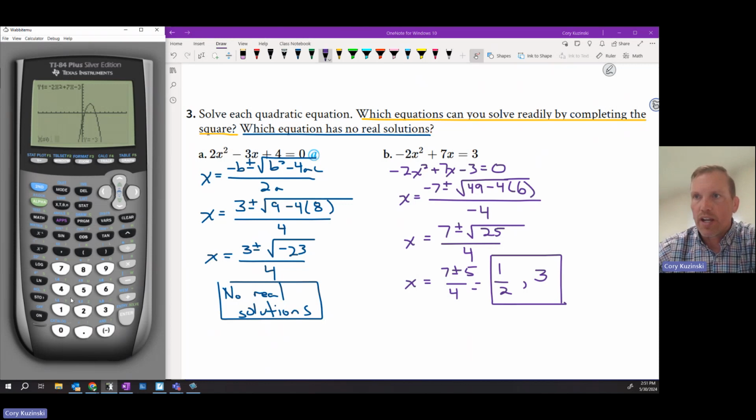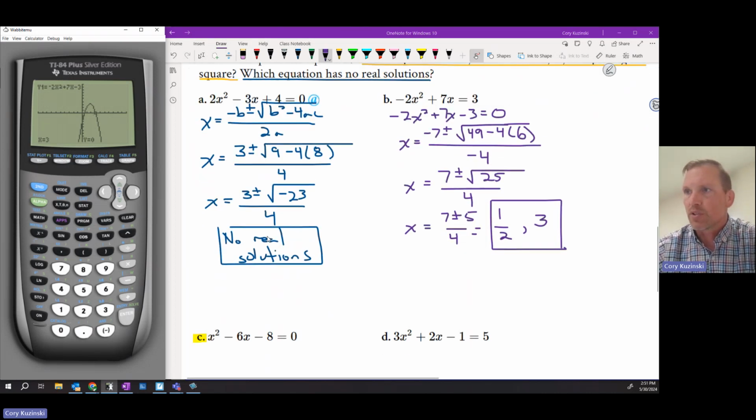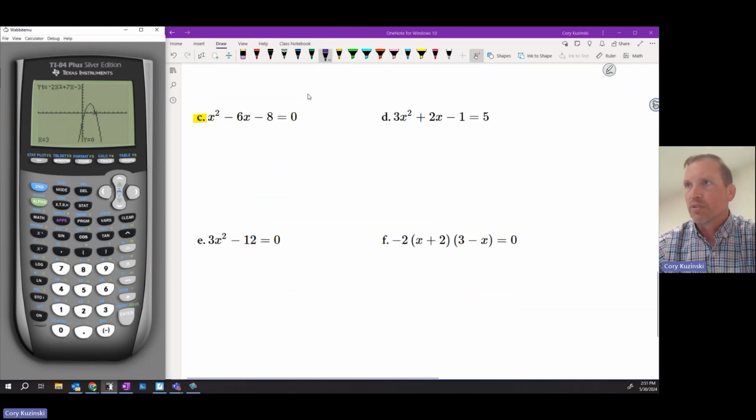Yeah, trace it. 1/2 is one of our roots. Boom, 0.3 is our other one. Yep, 0's out as well. Okay, so we use the quadratic formula for those two.